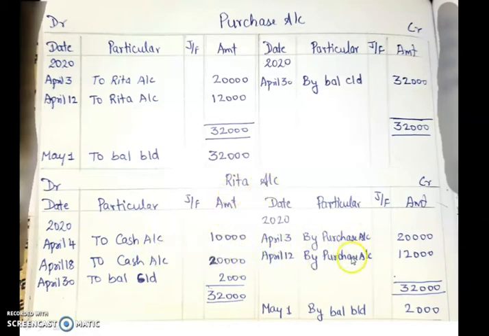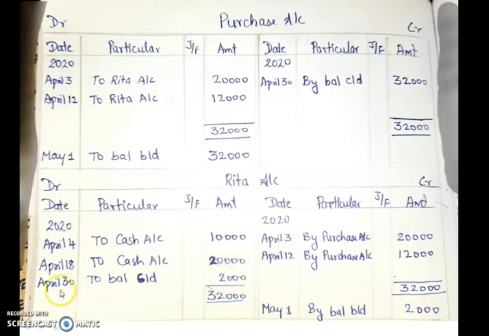Now when I close this side, you can see that here I will get 32,000, but when I close this side I will get only 30,000. So your debit side is not equal to credit side. I have to make it equal. Okay, so what should I do? Here I can write total 32,000 and 32,000, but this side is short by 2,000. So I can write here 2,000.